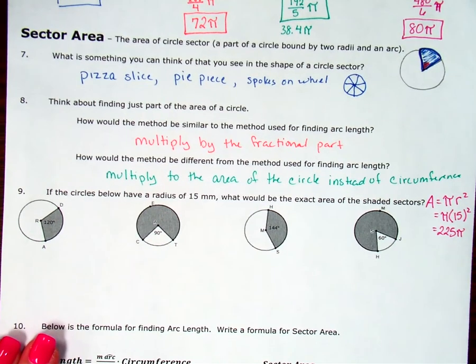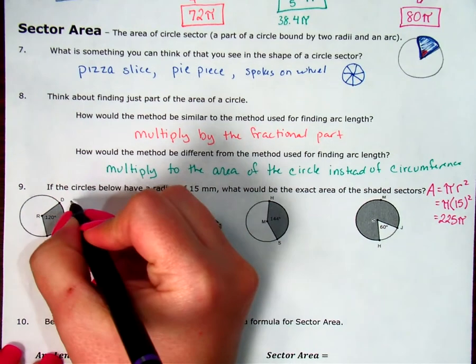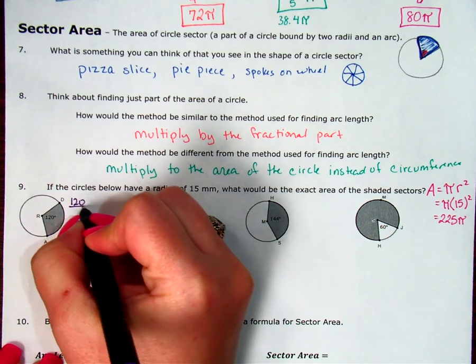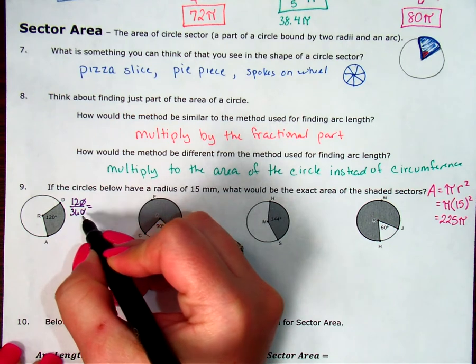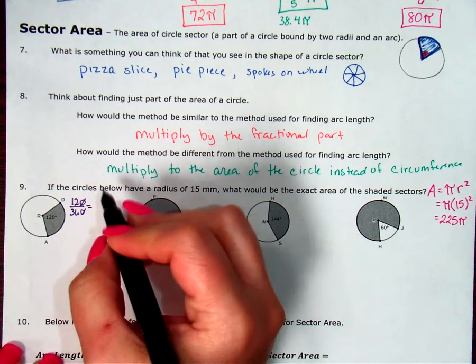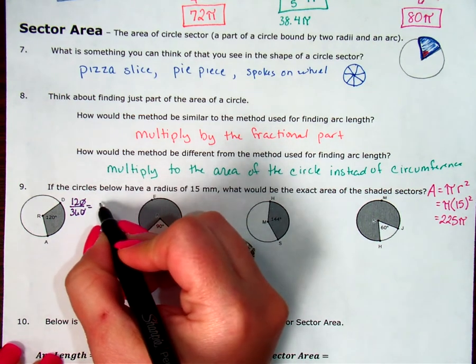Now we want to figure out what our fractional parts are that we're going to multiply by that area. When I start with my first circle here, I can see it's 120 degrees out of the 360 degrees, which reduces, as we already figured out in the last video, 12 over 36, to 1/3.